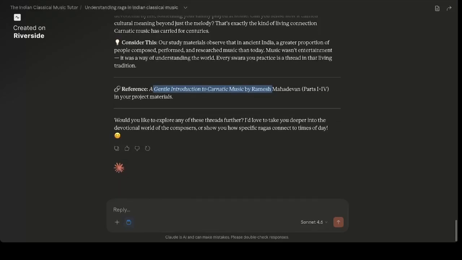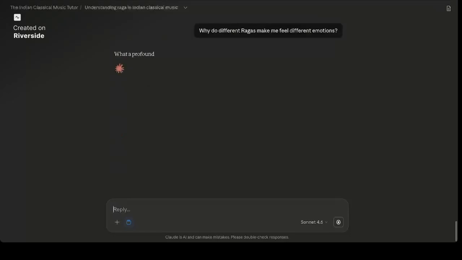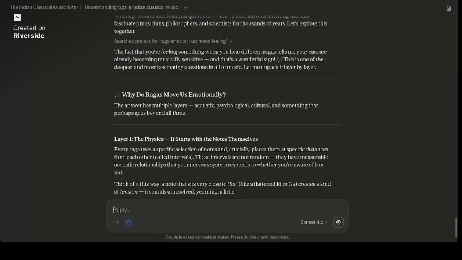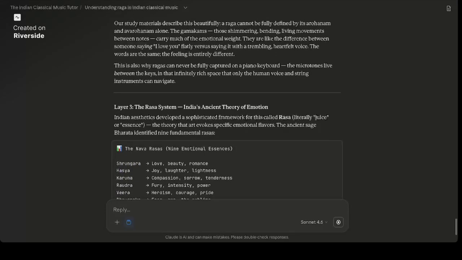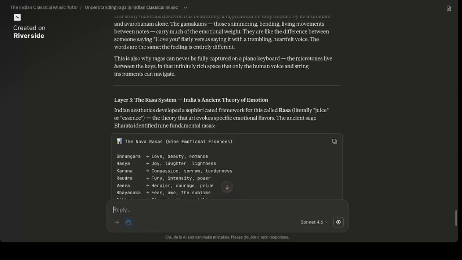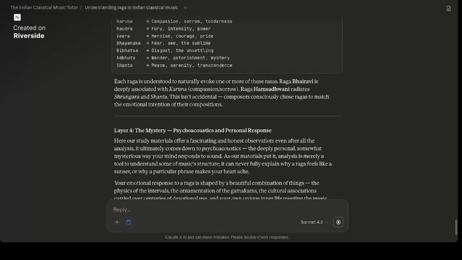Next, let's get to function 4. How can we encourage critical thinking here? Why do different ragas make me feel different emotions? Let's see what it replies. Physics and the Rasa system. Yeah, that's interesting. So Shruti introduced the ancient Rasa system, the Rasa theory, explaining gamakas as emotional carriers and even connects to modern music therapy, Raga Chikitsa.